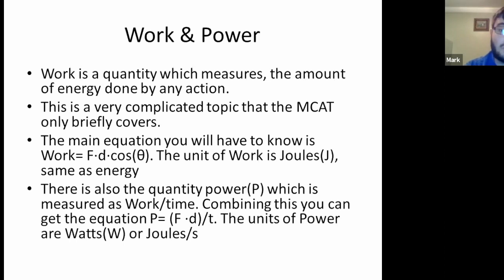There's also the quantity power, written as P, which is measured as work over time. If you do work over a certain time, you get power. The units of power are watts, or joules per second. Watts is the standard. The simplified version, joules per second, is more fundamental: work is joules, time is seconds, joules over time. If you combine the two equations, you get power equals force times distance over time, because force times distance is equal to work. Does that make sense? I'm very briefly covering these because work and power are not huge topics.